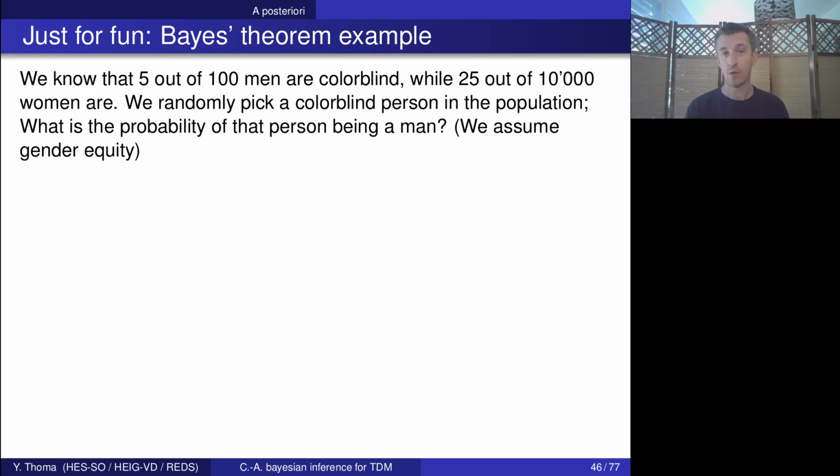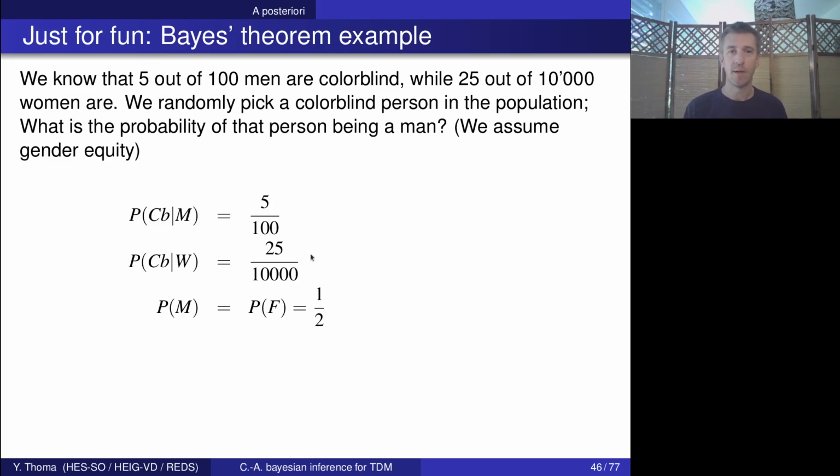We know that 5 out of 100 men are colorblind, while only 25 out of 10,000 women are. Now we pick randomly a person in the population. Given that the person is colorblind, what is the probability of that person being a man? That's the question. For that we assume gender equity, in the sense that the population is composed of 50% men, 50% women. So what do we know?